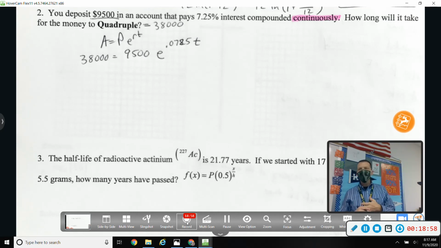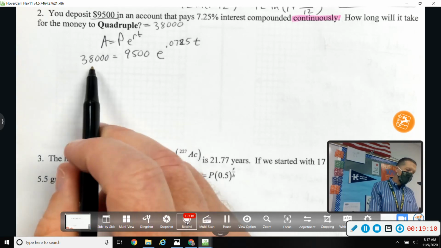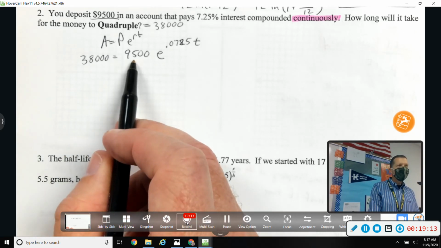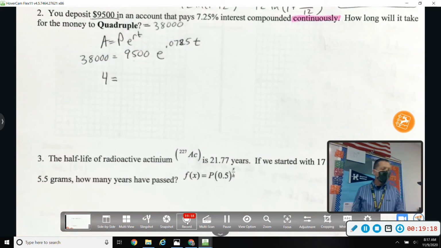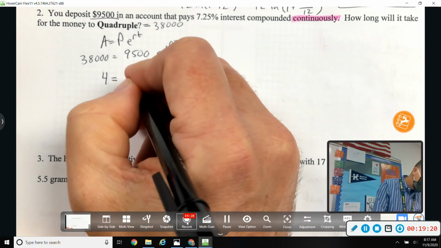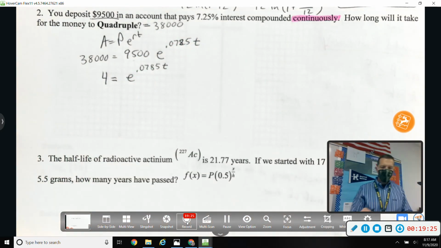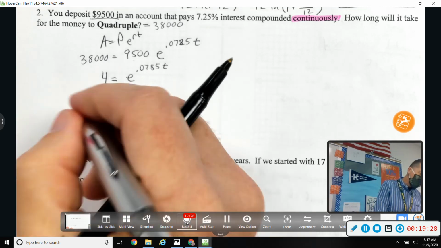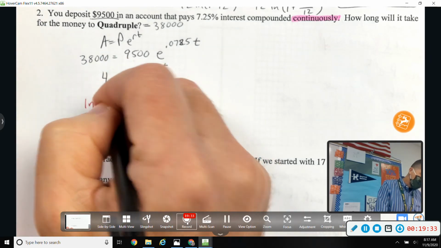What do you want to do first on this one? Same thing we did first last time. Let's divide by 9,500. What are we going to get when we do 38,000 divided by 9,500? 4. So maybe if I'd been paying attention, I could have started that way. Let's natural log both sides to get that ugly stuff out of the exponent.